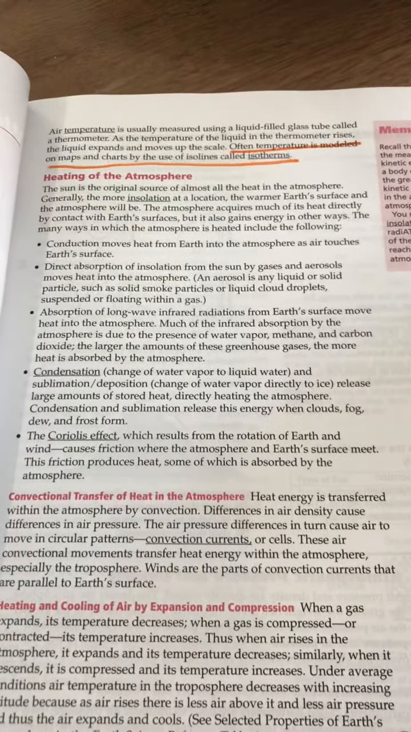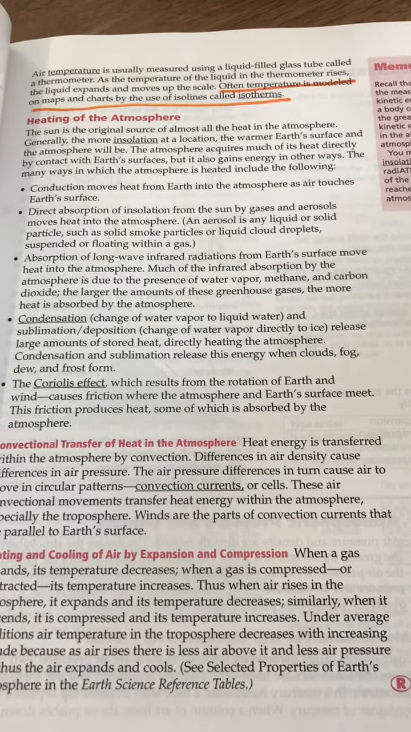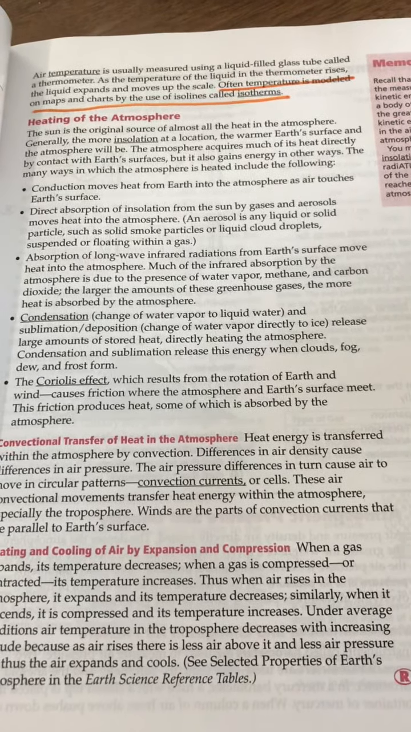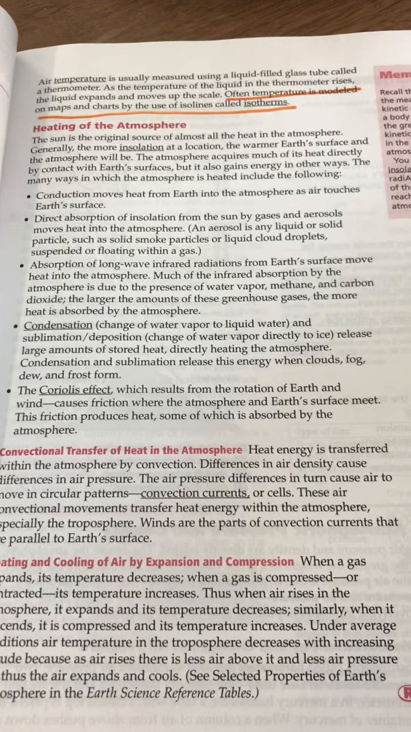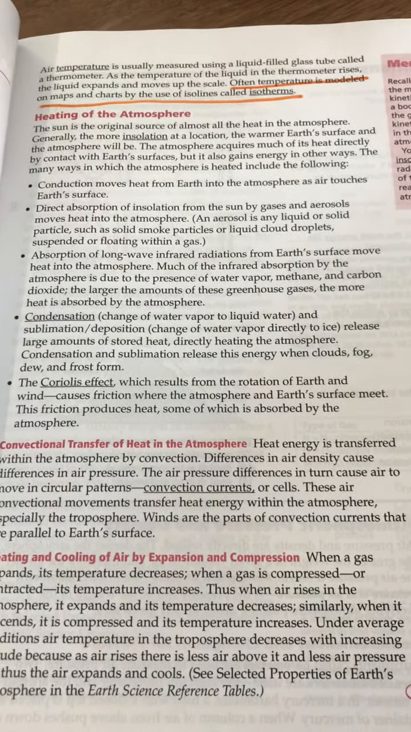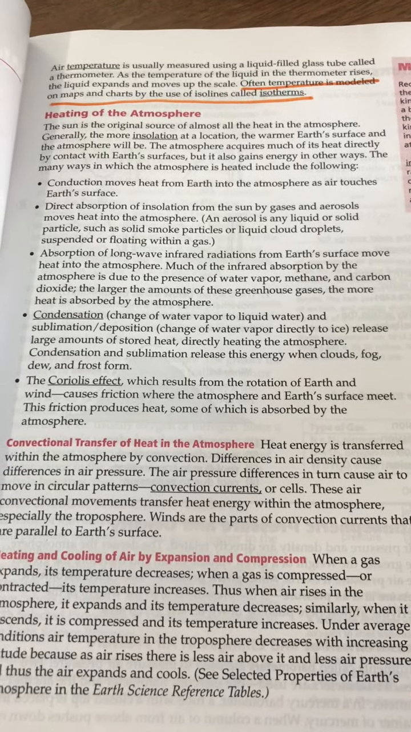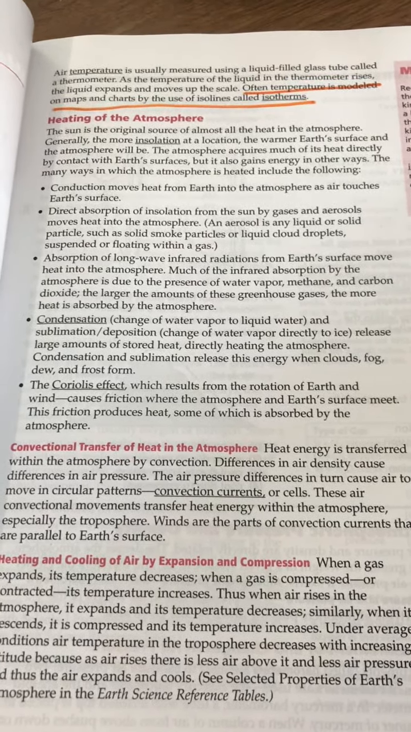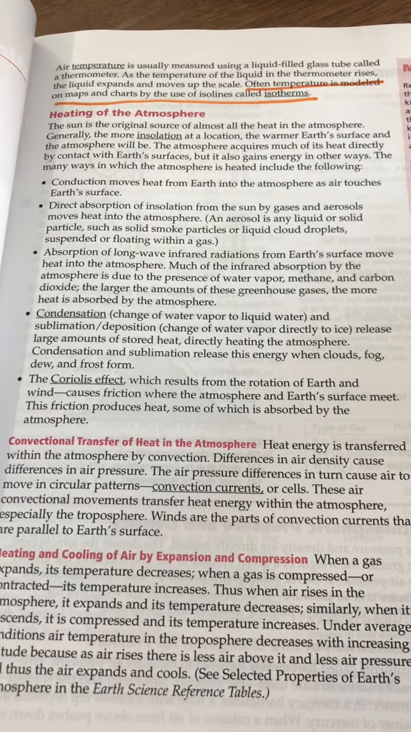Heating of the atmosphere. The sun is the original source of almost all the heat in the atmosphere. Generally, the more insolation at a location, the warmer the Earth's surface and the atmosphere will be. The atmosphere acquires much of its heat directly by contact with Earth's surface, but it also gains energy in other ways. The many ways in which the atmosphere is heated include the following.